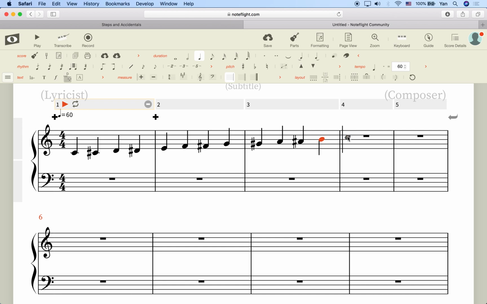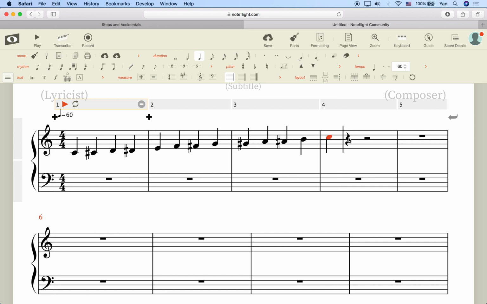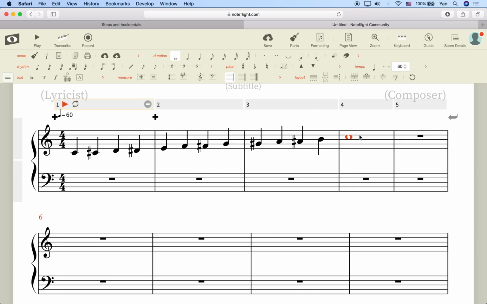And finally, the last value in this group of notes is going to be C of the next octave, and I'm going to make that a whole note just so that it takes up the whole bar. Okay, so you see we have C, C sharp, D, D sharp, E, F natural, F sharp, G, G sharp, A, A sharp, B natural, C.